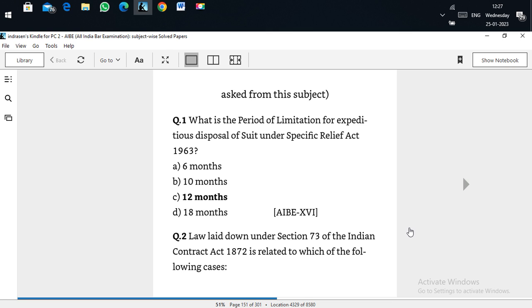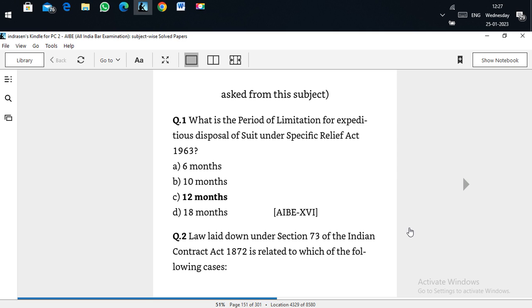What is the period of limitation for expeditious disposal of a suit under the Specific Relief Act 1963? Under Specific Relief Act, the period is 12 months. Within the 12 months, the suit is supposed to be decided.